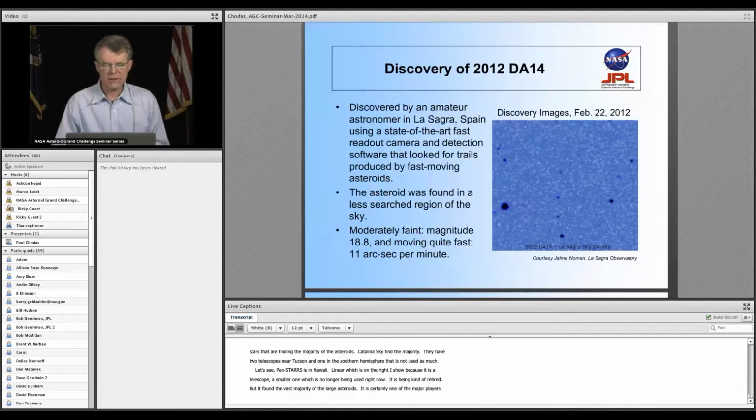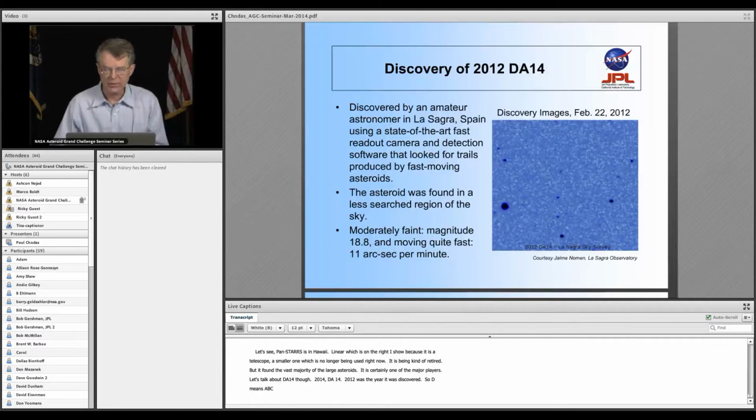Let's talk about DA14, though. 2012 DA14. The 2012 is the year it was discovered. The D indicates the half month it was discovered. So D means A, B, C, D, second half of February. And the A and 14 are just a sequence number.